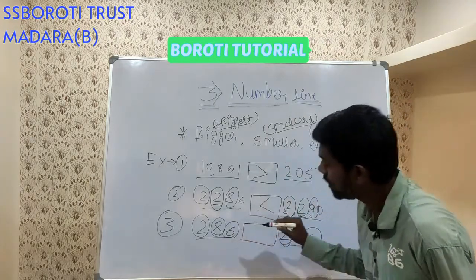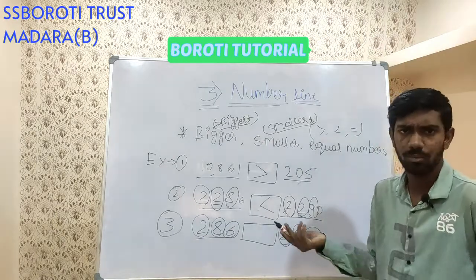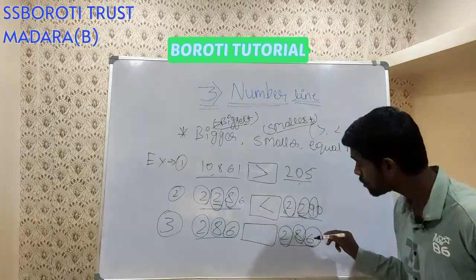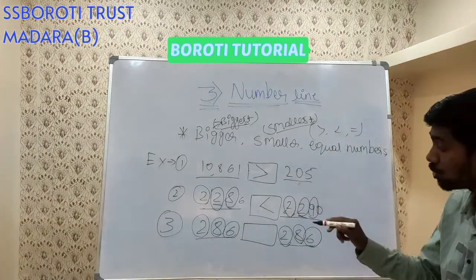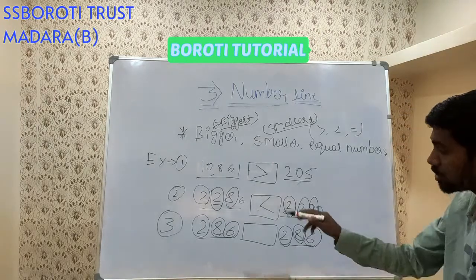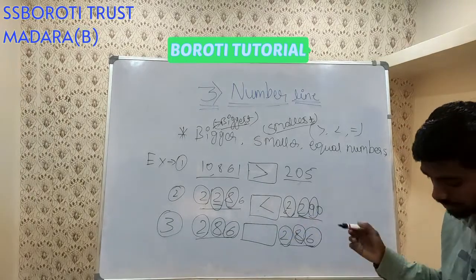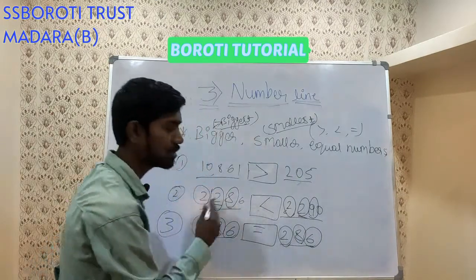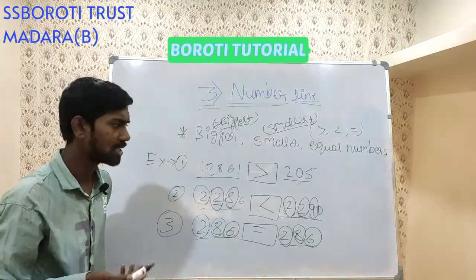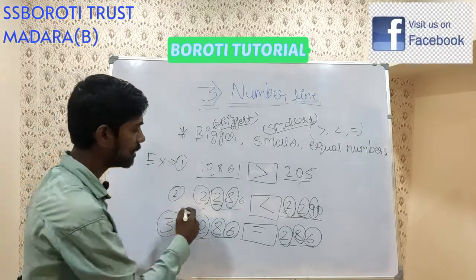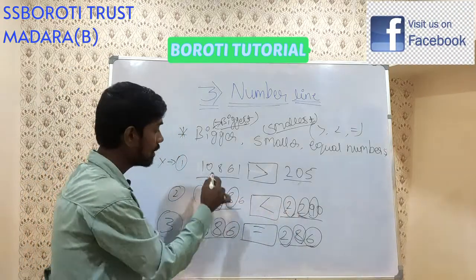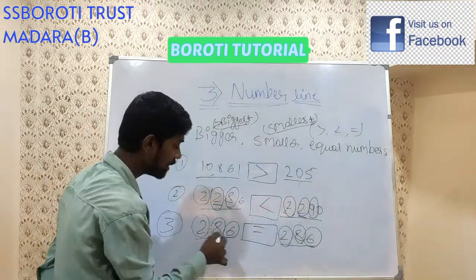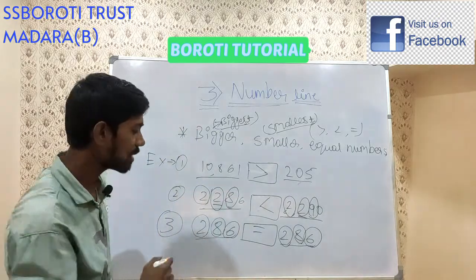If in the units place value one number is bigger, that number will be the bigger. But in the units place here also the same number is there, which means the total number is equal to this number, because both are the same, 286. That's why we can write the equal sign in the box, since both have the same value. Otherwise this value is bigger than that value, but here both values are the same, that's why we write the equal sign.